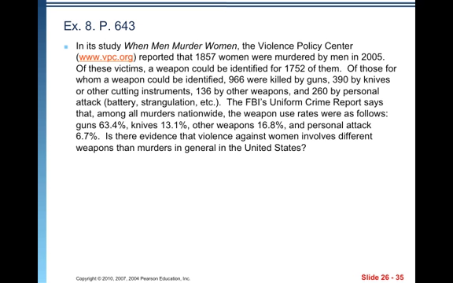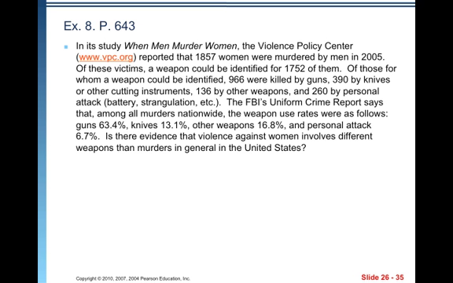All right, let's look at another example. In its study, When Men Murder Women, the Violence Policy Center reported that 1,857 women were murdered by men in 2005. Of these victims, a weapon could be identified for 1,752 of them. Of those for whom a weapon could be identified, 966 were killed by guns, 390 by knives or other cutting instruments, 136 by other weapons, and 260 by personal attack, battery, strangulation, etc.